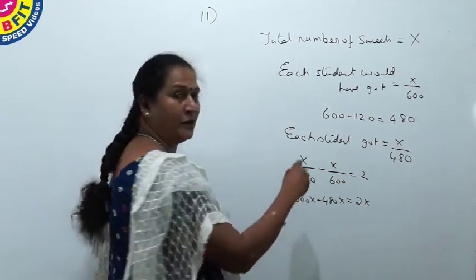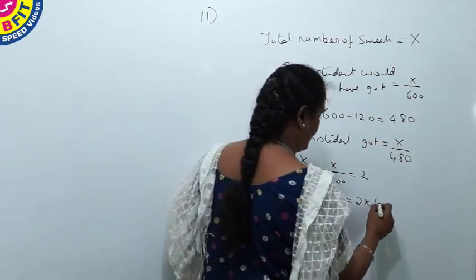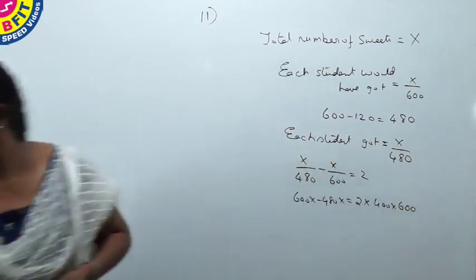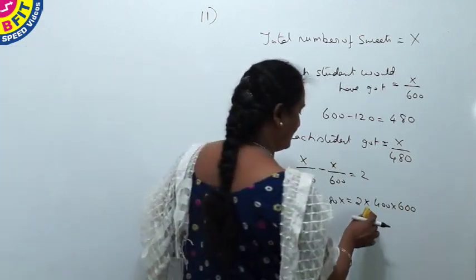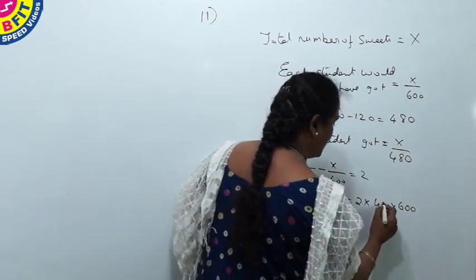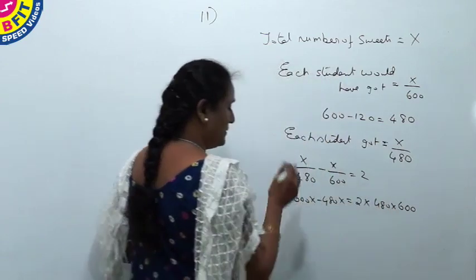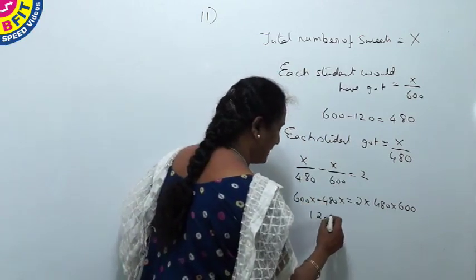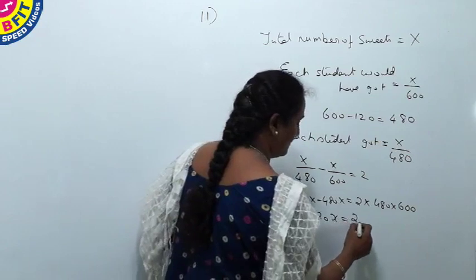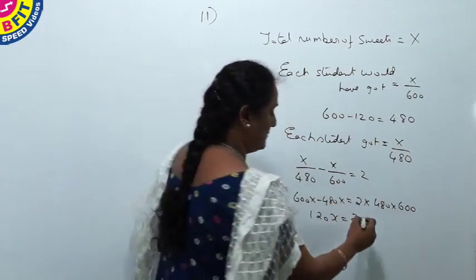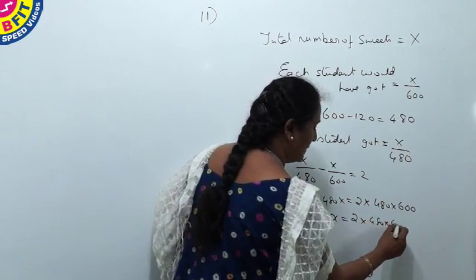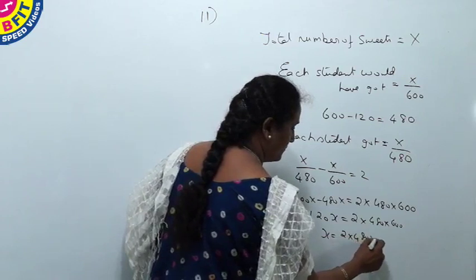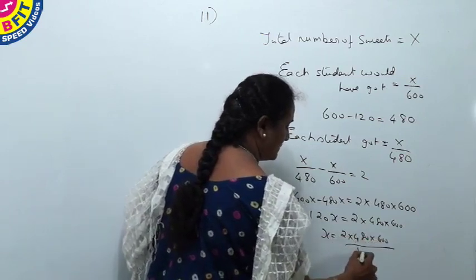So sending this product to the other side, it is 2 into 480 into 600. So here we have 600x minus 480x. So when subtracted, it is 120x. So don't multiply this, we'll simplify. Divide and then multiply. The number of sweets X equal to, so divide this by 120.